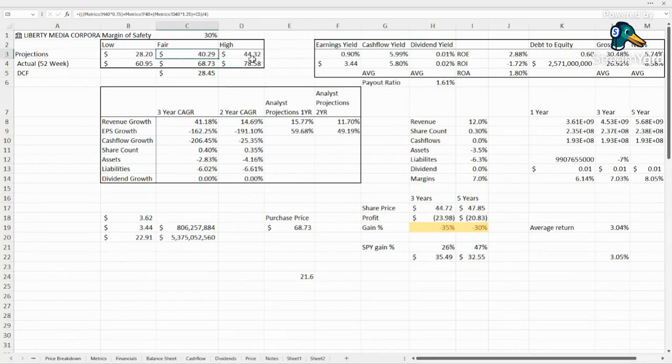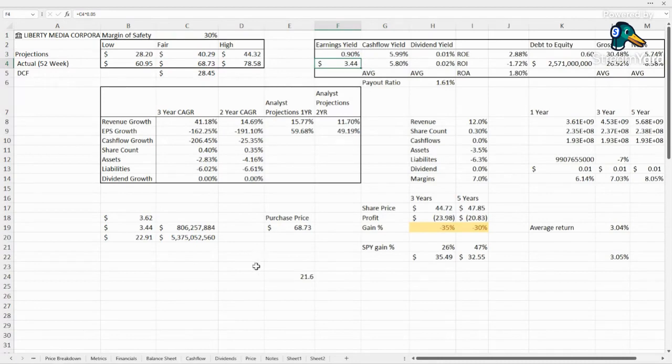The story here is not great. Coming up with a fair value of $40, discounted cash flows $28.5, actual current price almost $69. It's been as low as $61, as high as $78.5. Really, I'd be wanting to get into this stock probably somewhere closer to $28 for the fair value. Earnings yield 0.9%. Clearly, it is an elevated price right now.